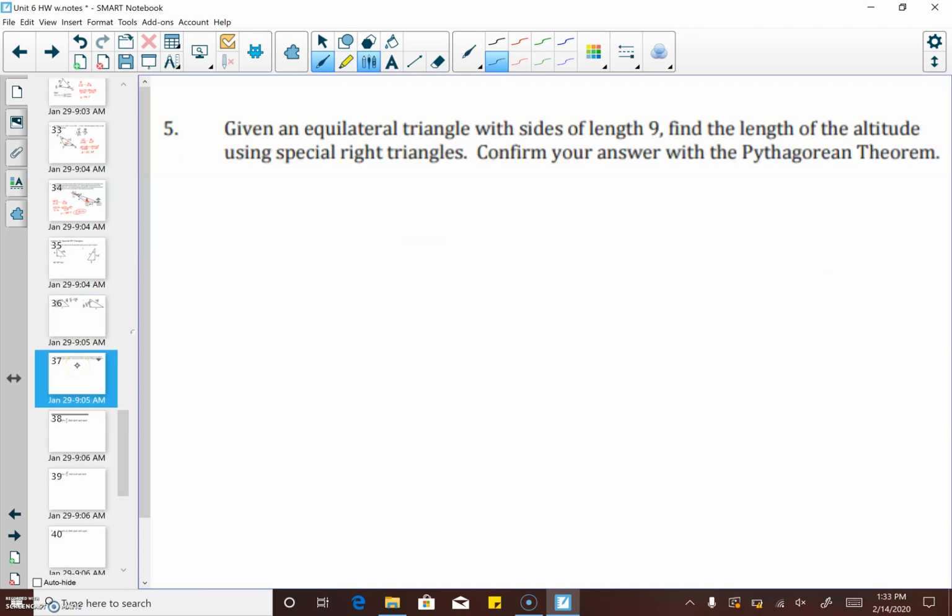We go to the fifth one. Given an equilateral triangle with sides of length 9, find the length of the altitude using special right triangles, and then confirm it with Pythagorean theorem.